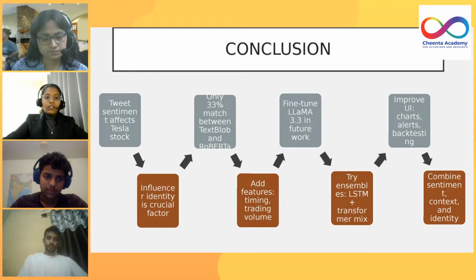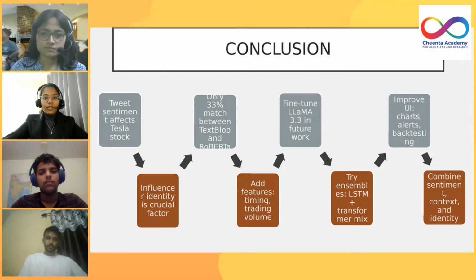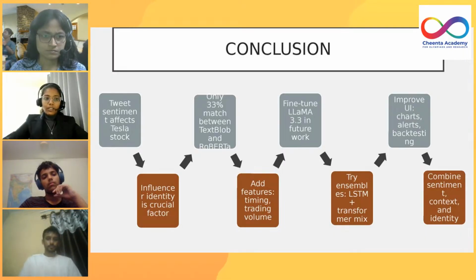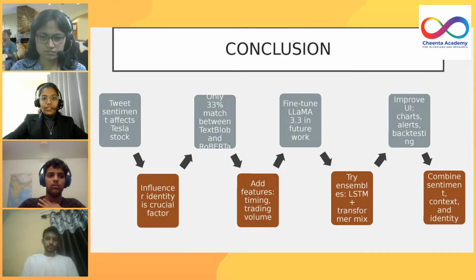Right. So we have concluded that tweet sentiment does affect Tesla stock, and influencer identity is also a crucial factor. Let's say we had chosen another influencer, like perhaps Warren Buffett, then we might have gotten different results. And we also found that there was only about a 33% match between the TextBlob sentiment analyzer and the Twitter RoBERTa, which goes to show how accurate the RoBERTa sentiment analyzer is.